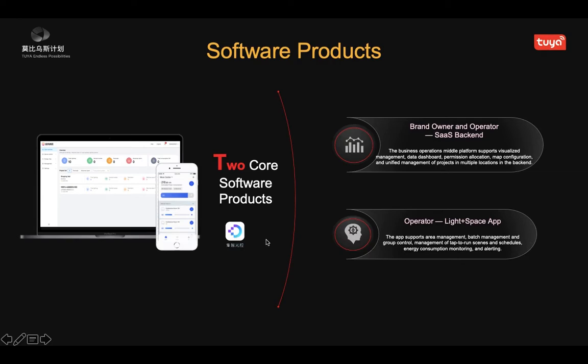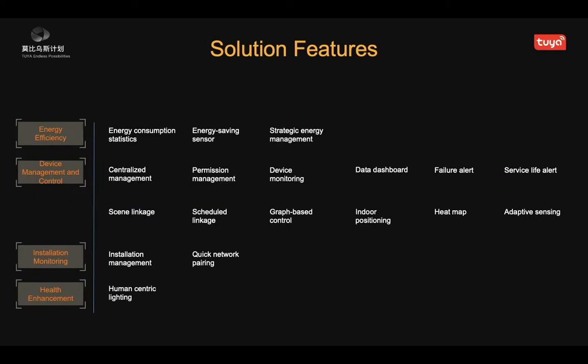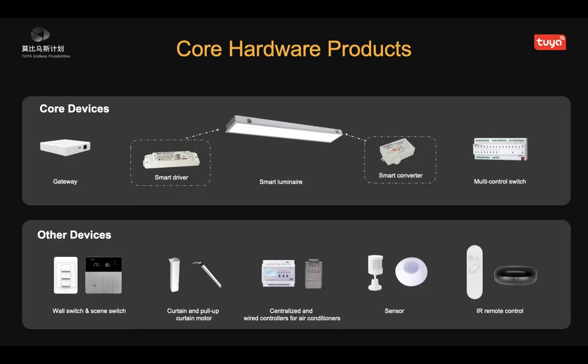Through this app, operators can manage the system easily and remotely, such as turn on or off the lights by group or by areas, or make scenarios or schedules. It can also provide reports for energy consumption and alerts for different kinds of events. Here are the main functions and features supported in this solution. Basically, it can be divided into four categories, like energy efficiency, device management, installation monitoring, and health enhancement.